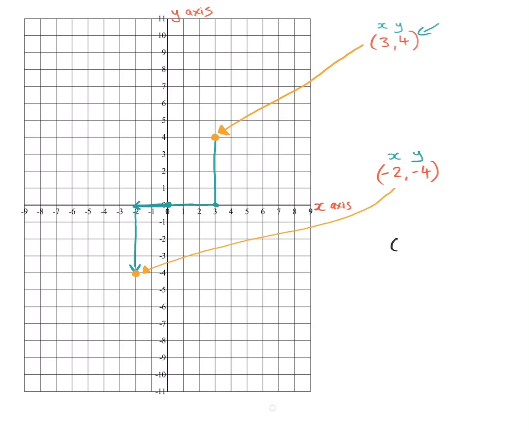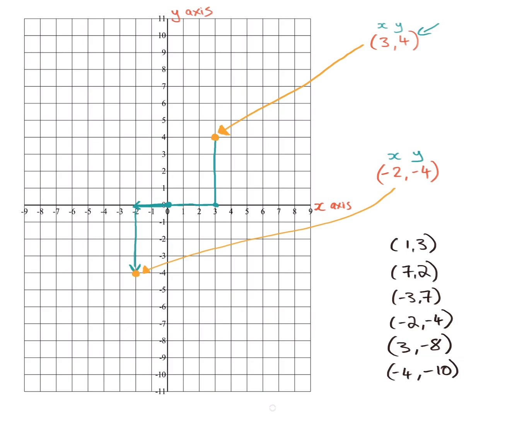So I am now going to write a couple of different coordinates. I'll just make them up right now. 1 and 3. 7 and 2. And also -3 and 7. -2 and -4. 3 and -8. And -4 and -10. These coordinates here, I want you to plot onto an XY axis.